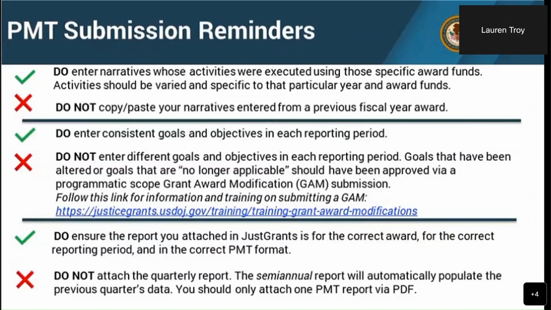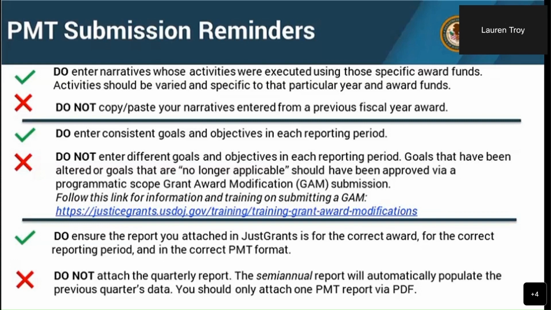So we find a few do's and don'ts as reminders for you, the fiscal agent, when you make your PMT report submission. Remember, do enter narratives whose activities were executed using those specific award funds. Activities should be varied and specific to that particular year and award funds. And I know many of the fiscal agents have multiple fiscal year awards, so this is important to keep in mind. Do not copy or paste a narrative that was entered from a previous fiscal year. This will be change requested back to you for further revisions.